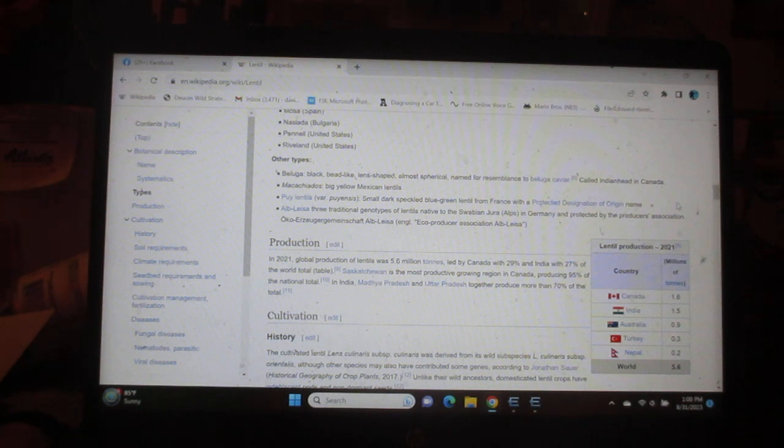Production: in 2021, global production of lentils was 5.6 million tons, led by Canada with 29% and India with 27% of the world total. Saskatchewan is the most productive growing region in Canada, producing 95% of the national total. In India, Madhya Pradesh and Uttar Pradesh together produce more than 70% of the total.